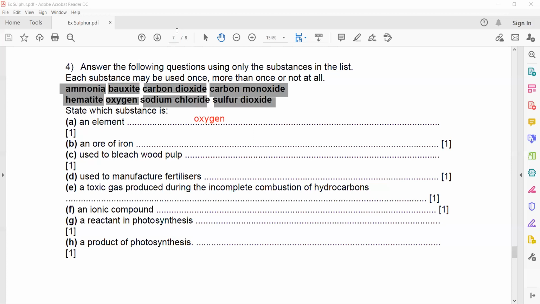An ore of iron. So which one is that? Ore means a naturally occurring compound in nature, how we find these elements, or the source of these elements. So that is hematite.